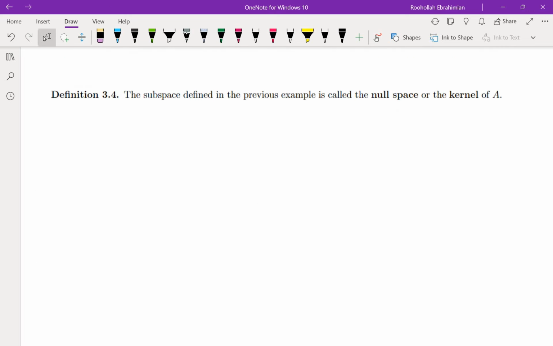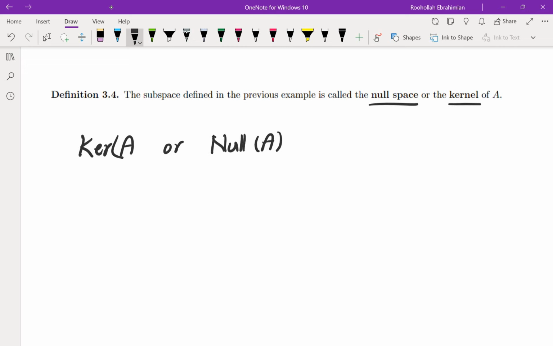Now there's a name for this subspace, which is the null space. So the subspace defined in the previous example is called the null space, or the kernel of A. And the notation is often this or this one. So either kernel or the null space of A. You could put parentheses or not. Sometimes if there is ambiguity, I would use parentheses. If there is a kernel of a product of two matrices, I will definitely put parentheses to make it more clear.